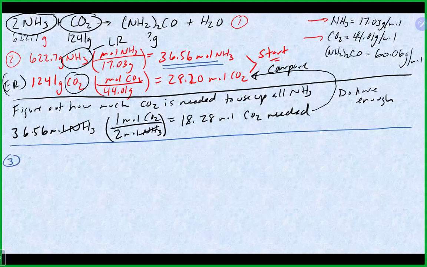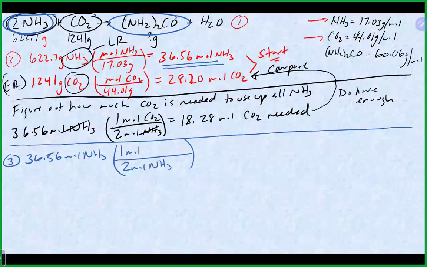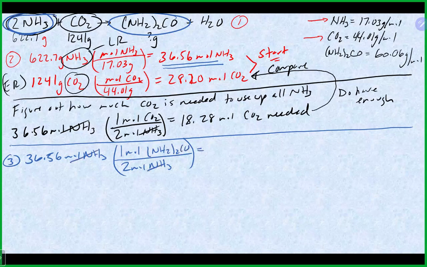So for our third step there, we're going to take our starting amount of our limiting reagent. And now we can figure out how much product we would produce. From our limiting reagent, which is NH3, to our product, that is a 2-to-1 relationship. For every 2 moles of NH3, we get 1 mole of our product. And again, that's the stoichiometry part, coming from the balanced equation, the coefficients. The moles of NH3 will cancel, and we will end up with 3656 divided by 2, 18.28 moles of our product.